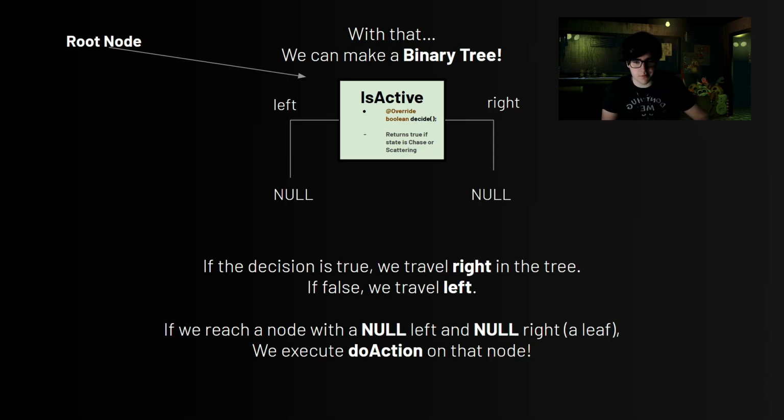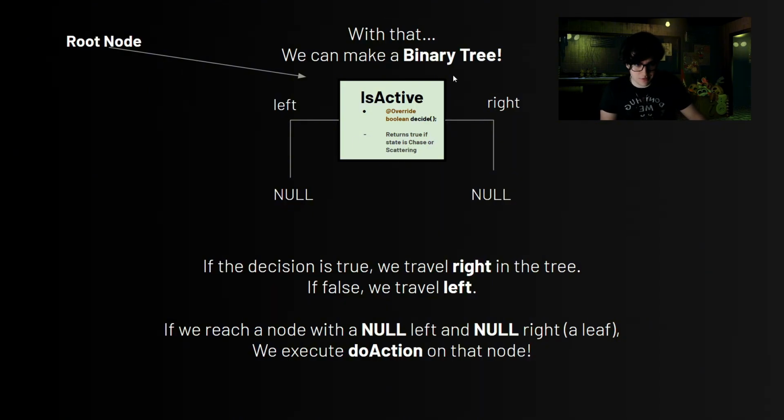Oh yeah, so first of all, just some reiteration here. If is active's decide method returns true, we'll be going right in the tree. If it's false, we're going to go left, as we already said. And also, just reiteration, but it's nice it's all on one slide here. If this node's left and right subtrees are both null, which it is in this example, we would execute do action on this node. And of course we don't have a definition for do action. It's still its method in the parent decision class right now.